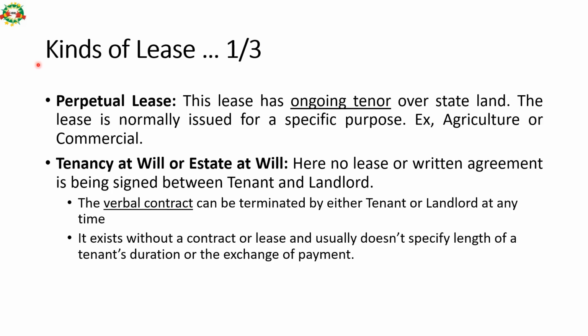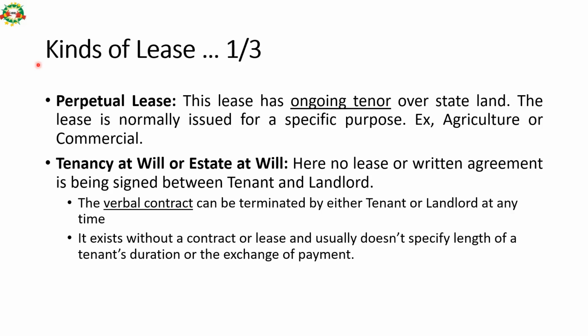So there are different kinds of lease as per TP Act. First is perpetual lease. Second is tenancy at will or estate at will. Perpetual lease has ongoing tenure over a stated period. The lease is normally issued for a specific purpose, for example agriculture or commercial. Normally 99 years, 999 years of lease are called perpetual lease. But from a numerical perspective, any lease of more than 50, 60, 70 years is presumed to be a perpetual lease.